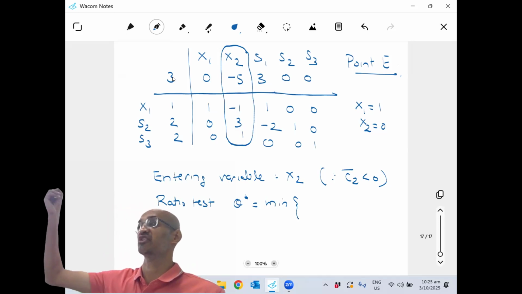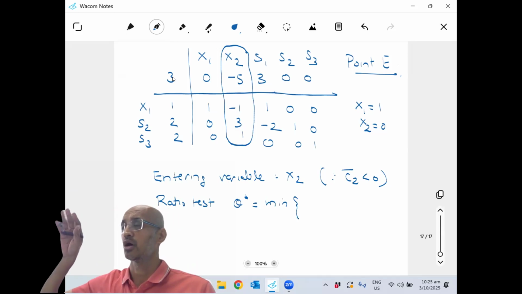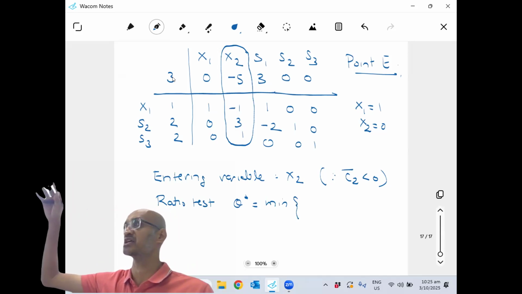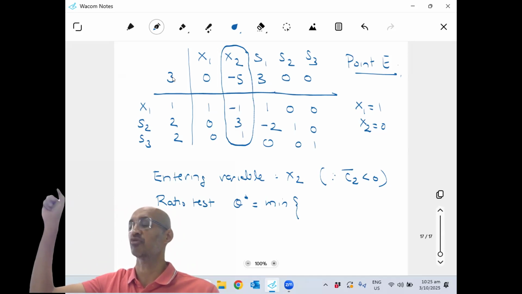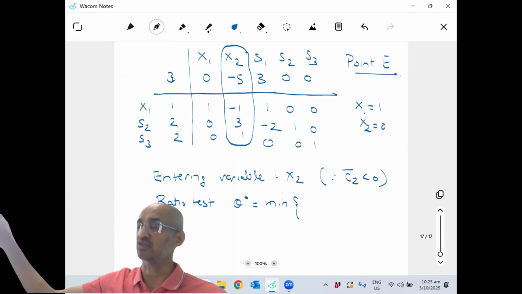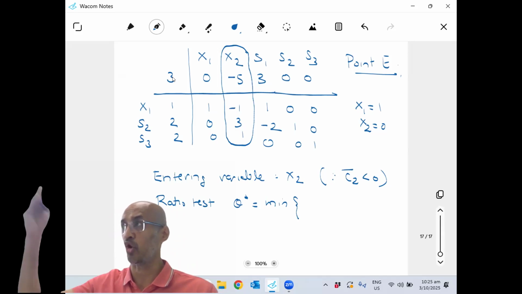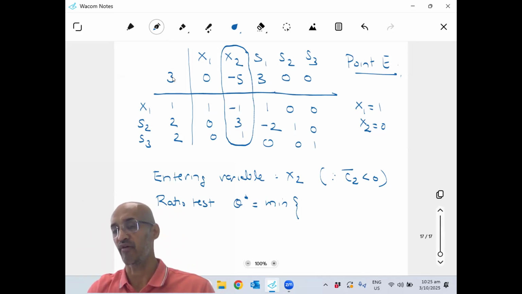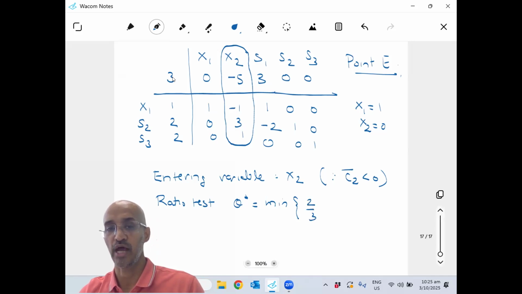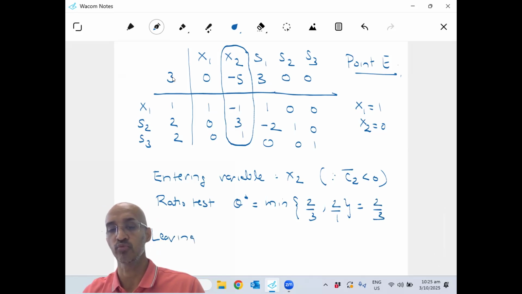Essentially, when it's a negative entry, you remember when we did x plus theta d, that test, when it's a negative sign, it will not constrain me from going in any direction. My constraints on the non-negativity of my variables will only show up for the positive coefficients. So I have to do the ratio test for 2 by 3 and 2 by 1. Which will give me a value of 2 by 3, which means that my leaving variable should be S2. So that's my pivot row.